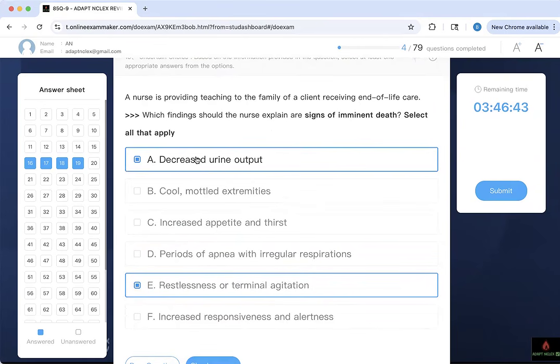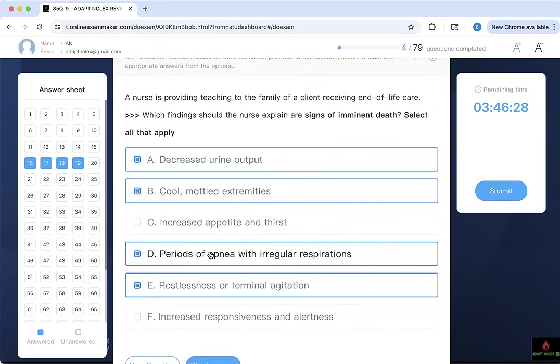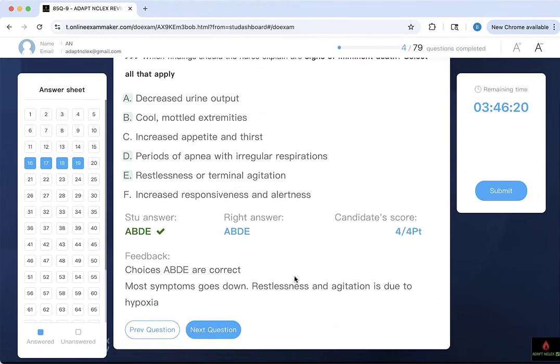Therefore, I know decreased urine output, everything goes down. Cold extremities, everything going down. Your appetite is not going to increase, based on the previous answer choice we saw. And based on the concept I told you about, period of apnea and irregular respiration, things are going down. You're not going to have increased responsiveness and alertness since everything is going down.